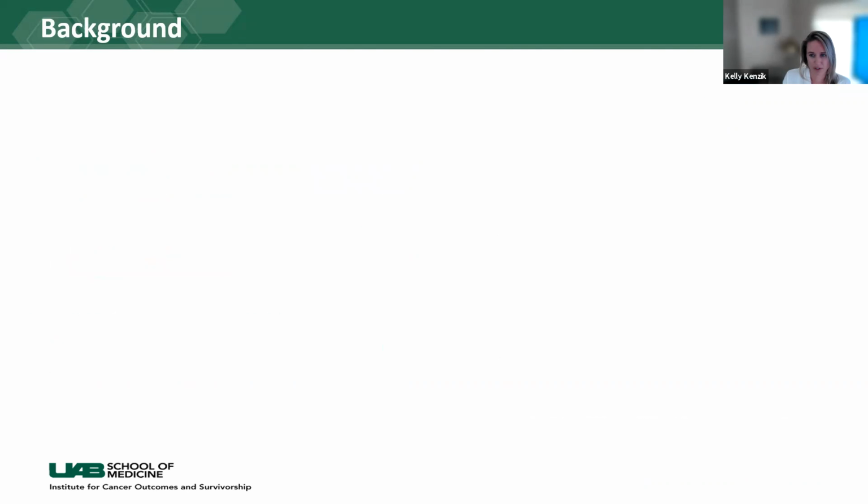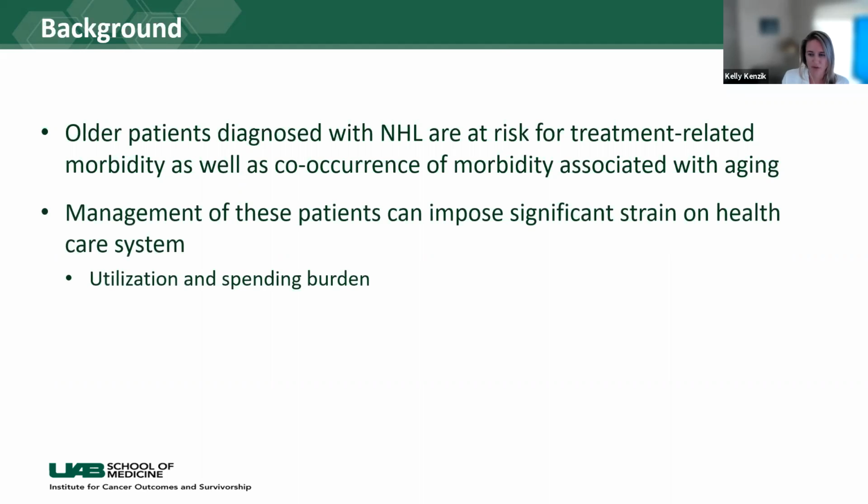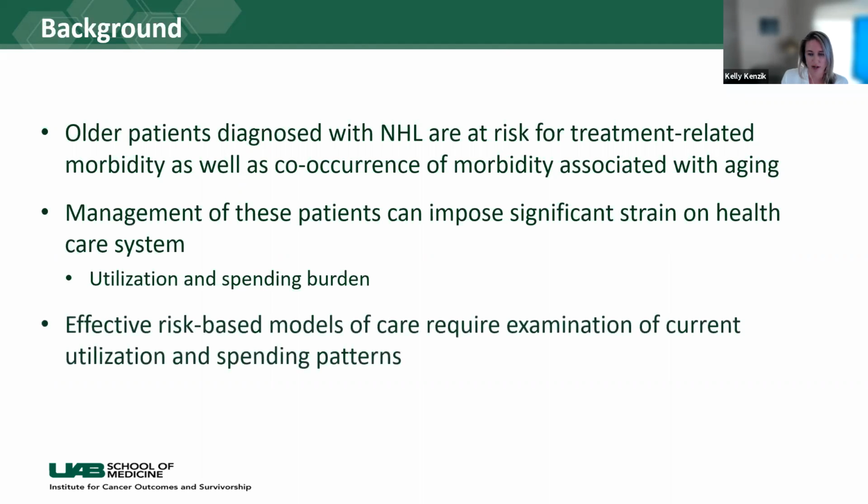Older patients with NHL are at particularly high risk for treatment-related morbidity, in addition to the morbidity associated with aging, much as Smith alluded to earlier. The combined impact of treatment-related effects and aging can result in a more complex patient. The management of these patients can potentially present an additional strain on the healthcare system, both in terms of utilization and spending. So in order to create effective risk-based models of care to provide adequate care for these patients, we need to examine and understand current utilization and spending patterns.